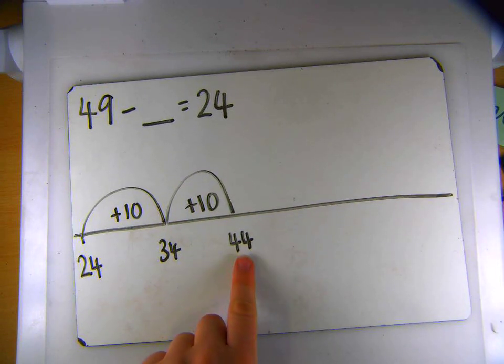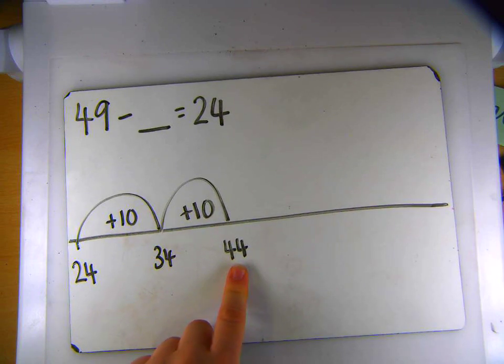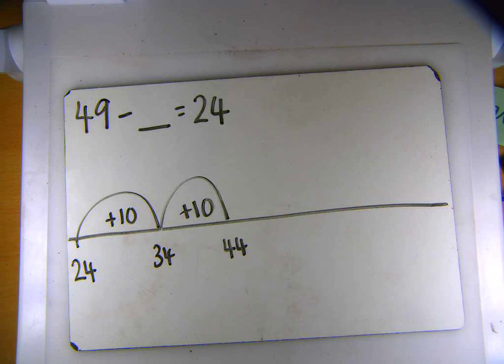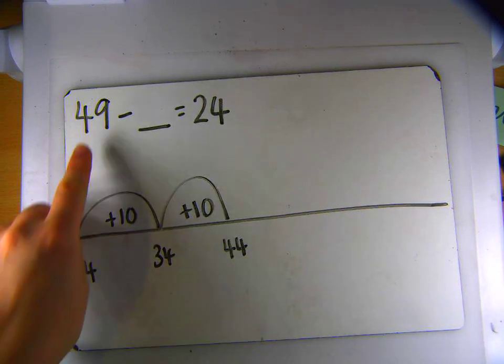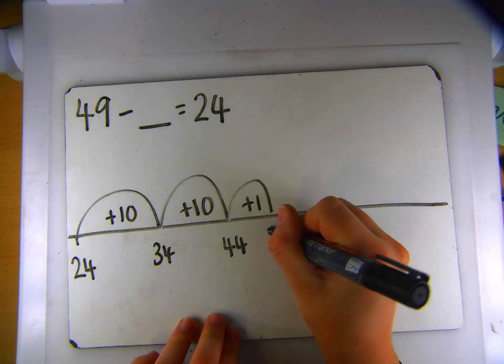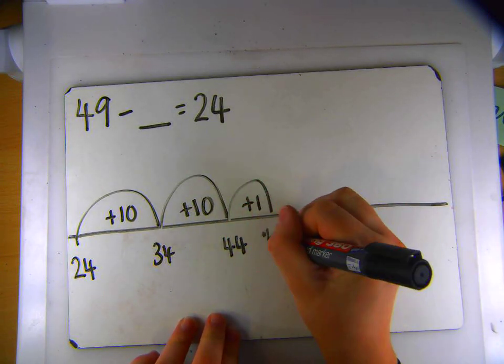Can I add another 10 onto 44 to bring me to 54, or will I have gone too far? I will have gone too far, won't I? So I'm going to start adding in ones now until I get to 49. I'm going to go 1, which is 45.